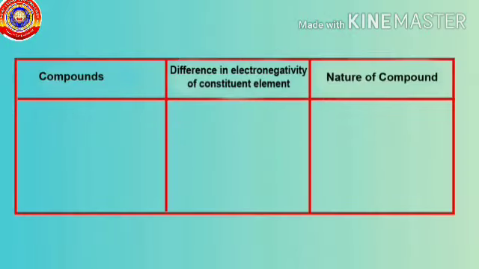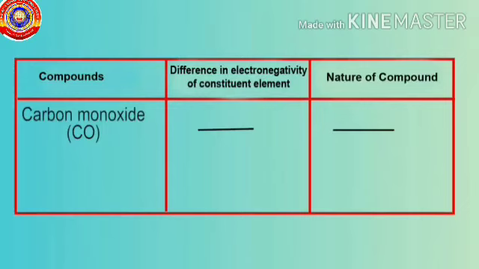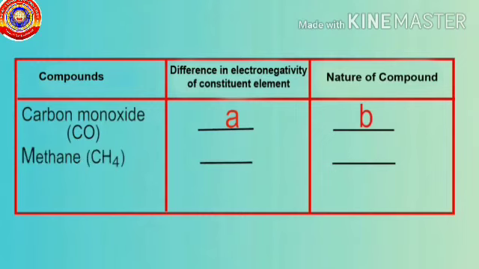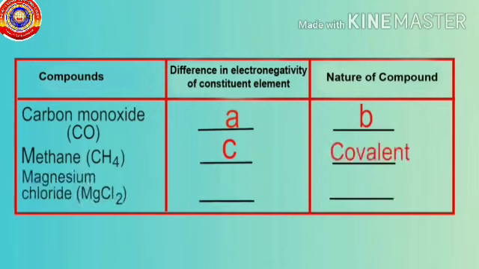Some compounds and their nature are shown in the table. Complete the table. The first compound is carbon monoxide. The difference in electronegativity of constituent elements and the nature is to be found out. Second one is methane, CH4. The difference in electronegativity of constituent elements is not given and the nature of the compound is covalent. And the third compound is magnesium chloride, MgCl2. So you have to find out the difference in electronegativity of constituent elements and the nature of the compound.